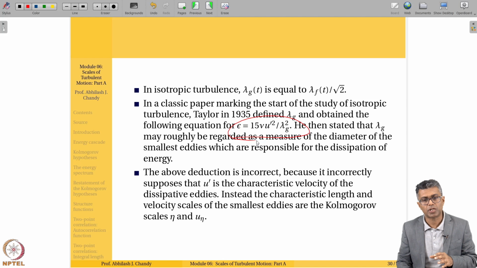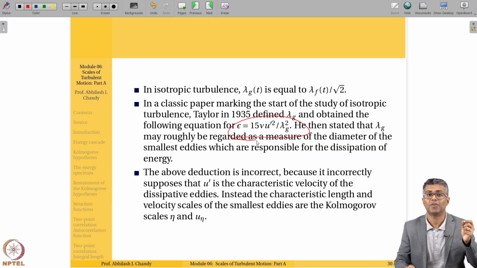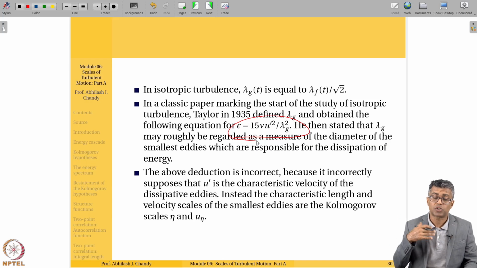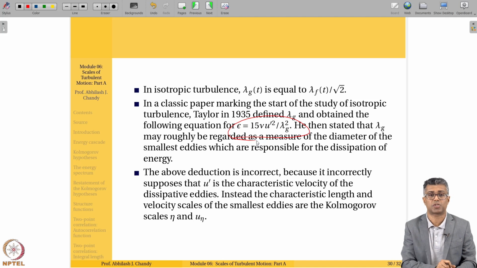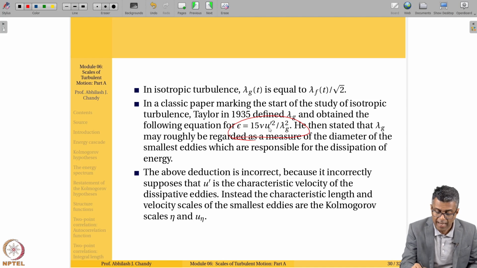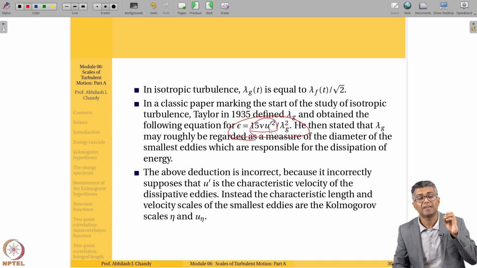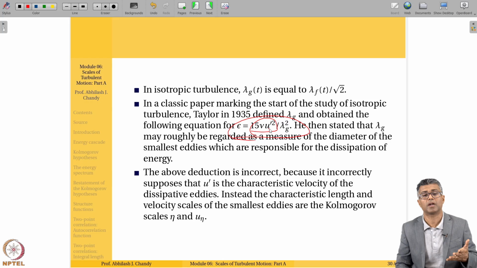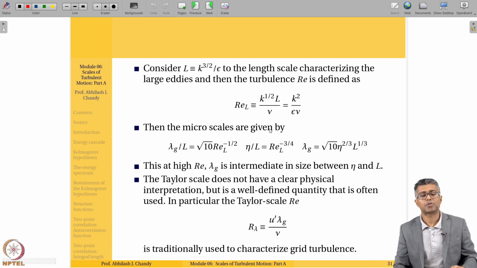So it turns out that deduction is incorrect because it incorrectly supposes that u prime is the characteristic velocity of the dissipative eddies. We now know that u prime is not the characteristic velocity of the dissipative eddies. U eta, the Kolmogorov velocity, is the characteristic velocity of the dissipative eddies, and associated with that is the Kolmogorov timescale tau eta, isn't it? So you have a Kolmogorov scale eta, and you have a Kolmogorov velocity u eta. U eta is associated with the small scales, not u prime. So here, he used u prime to derive the dissipation, which was an incorrect assumption at that time. So let that be as it may.